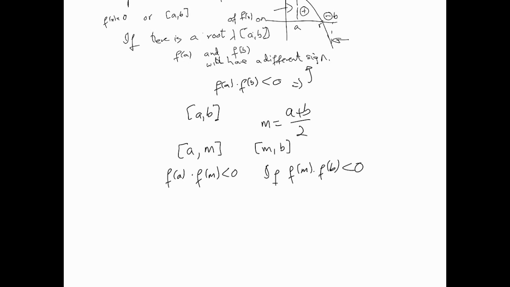Now, whichever interval contains the root, we again take the midpoint, get two intervals, find the interval where there's a change of sign, and keep doing this until we end up being very close to the root, or f of m in fact becomes 0. So this basically defines for us the bisection method.